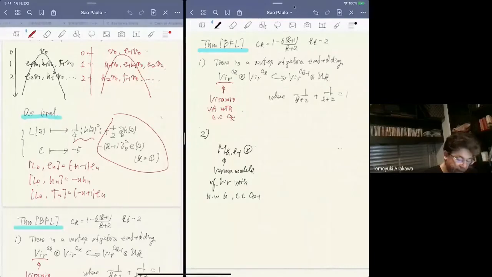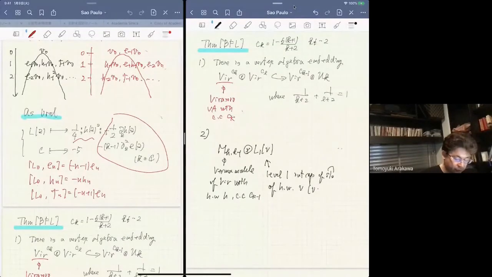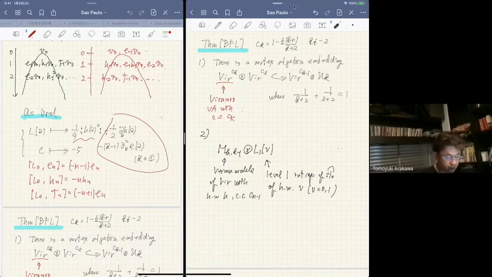if you tensor with this level 1 integrable representation of SL2 hat with highest weight nu, where nu is 0 or 1, there's an action of this Urod algebra on this integrable representation. So this is a representation of this vertex algebra. And the first statement implies that there are two commuting actions of the Virasoro algebra with central charge Ck and central charge Cl.